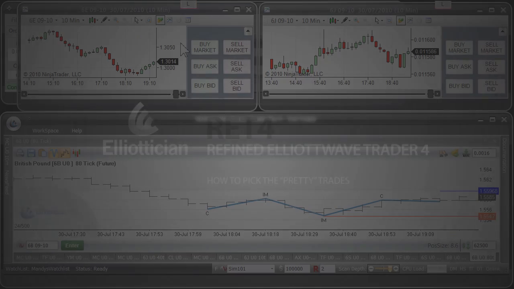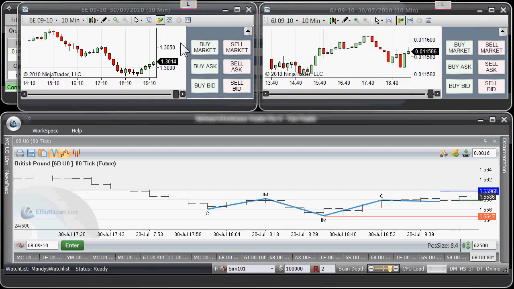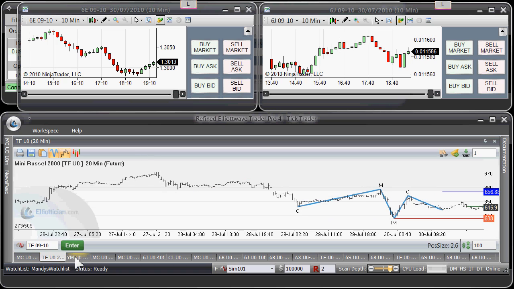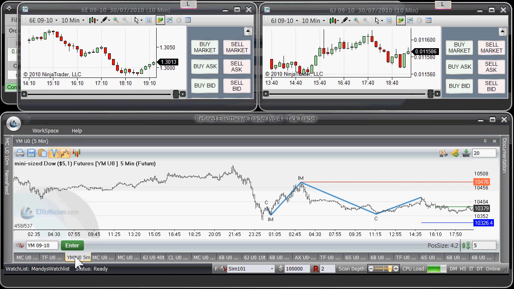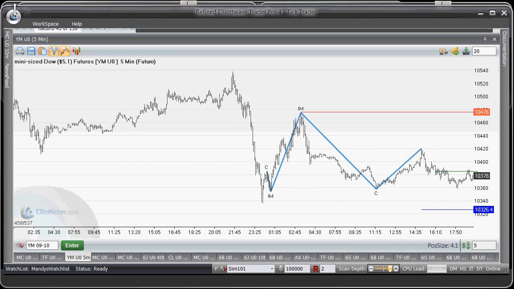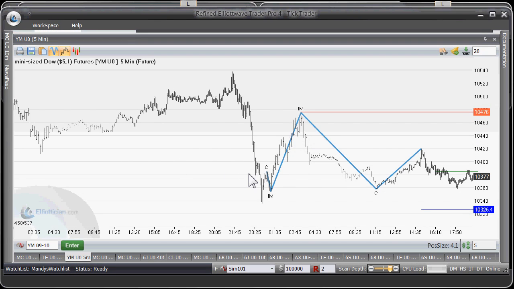To show you the type of patterns we're looking for, the pretty ones as we call them, let's have a look and see what we've got. I've set up the Mandy list. It's been scanning for some time and it's in tab mode, so each new trade fills the entire width of the display. I will now pull the top of RET Pro up so that we can maximize the size as we look at these charts.